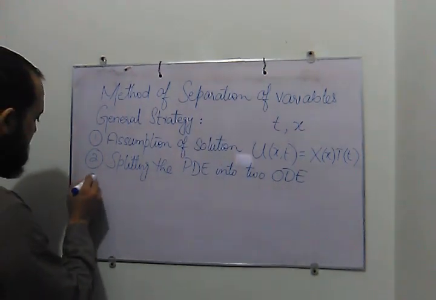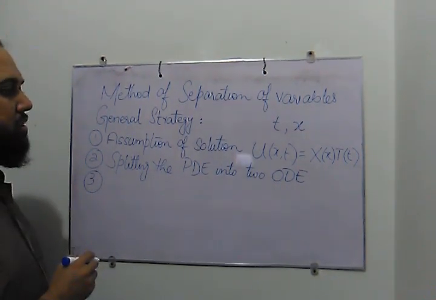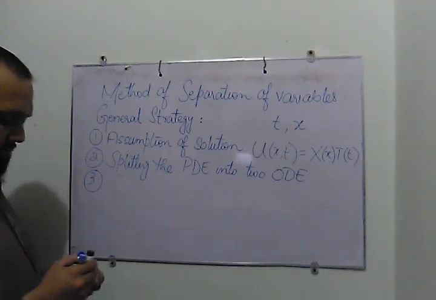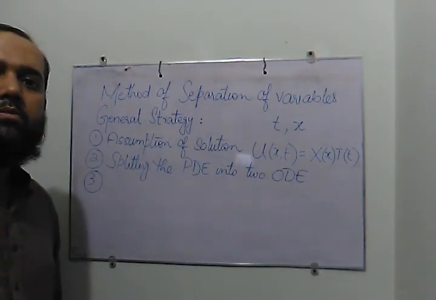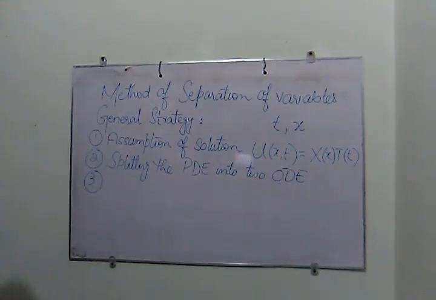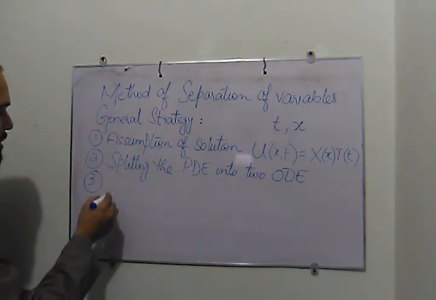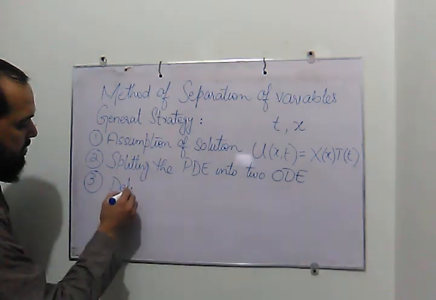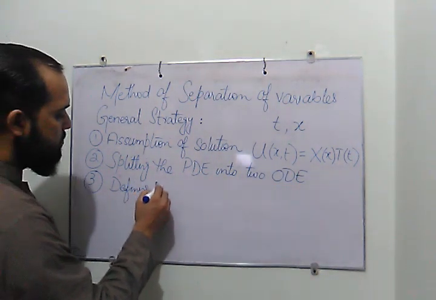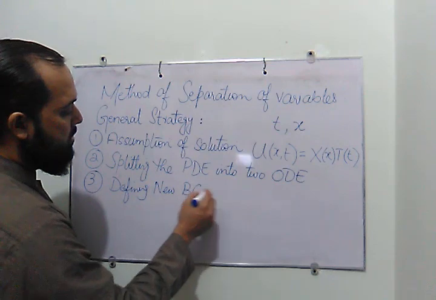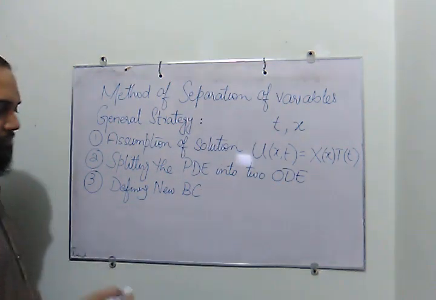Then the boundary condition given in the question. The boundary condition we have been given in the original question depends on both of the variables, but when we split the partial differential equation into two separate ordinary differential equations, then we have to define the new boundary conditions. So the third step will be defining new boundary conditions according to the variable.